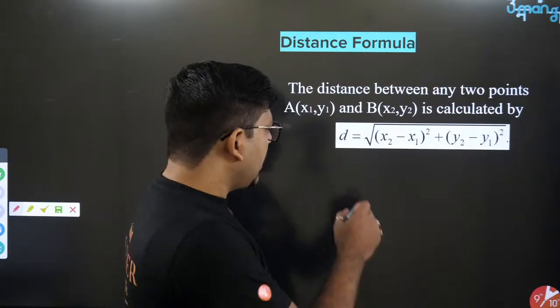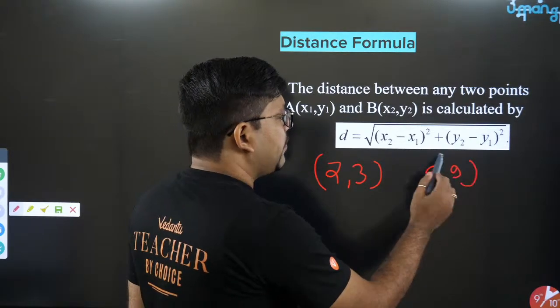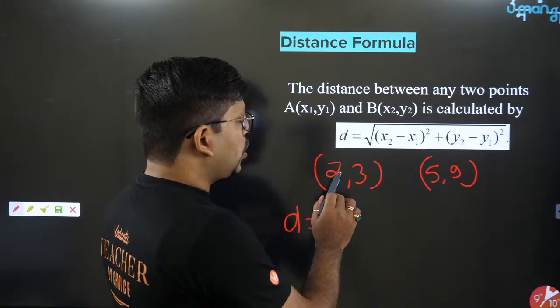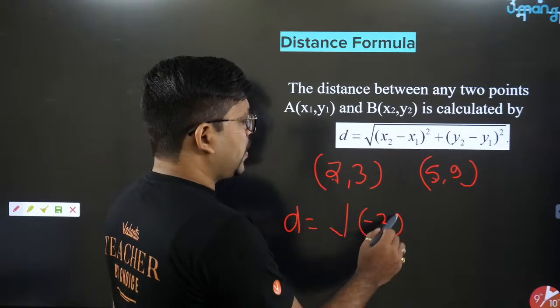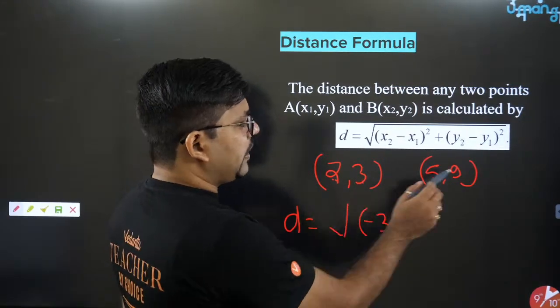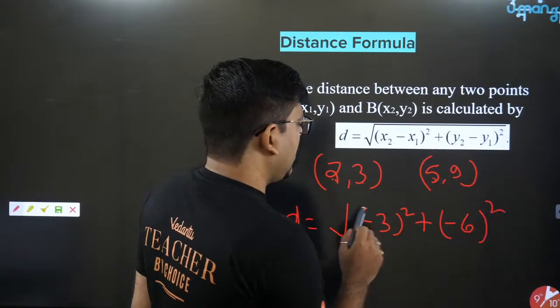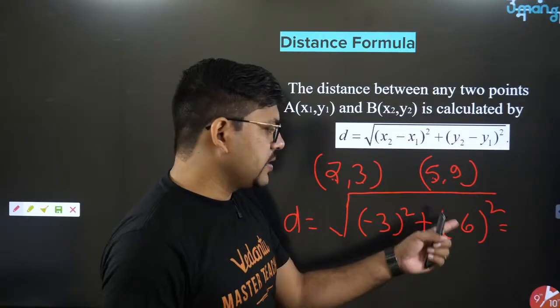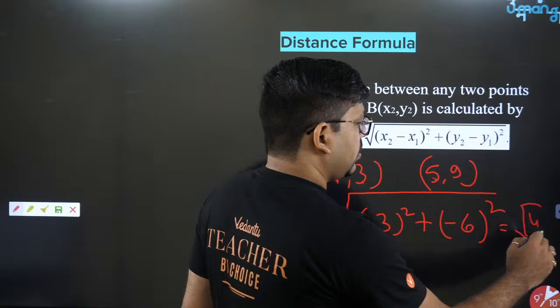Please pay attention. If I have the point (2, 3) and the point (5, 9), and I have to take the distance: if you write 2 minus 5, that is x1 minus x2, that is minus 3 whole square, and then plus 3 minus 9, which is minus 6 whole square. You will calculate this and get 9 plus 36, which is 45. So this is root 45.